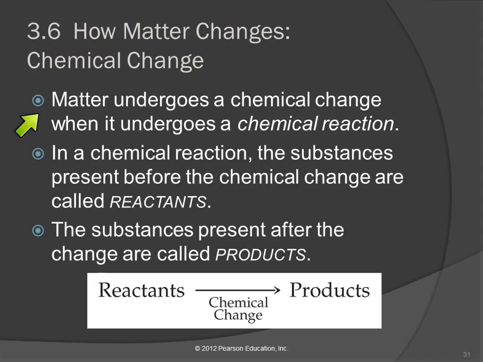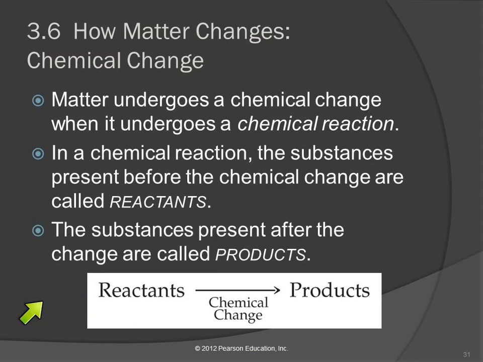So when matter undergoes a chemical change, we call that a chemical reaction. Chemical reaction, chemical change, same thing. Different names for the same thing. In a chemical reaction, you have substances that turn into something else. The substances that are present at the beginning are called reactants, and the substances present after the change are called products. And so we write a lot of equations, and we start with the reactants.